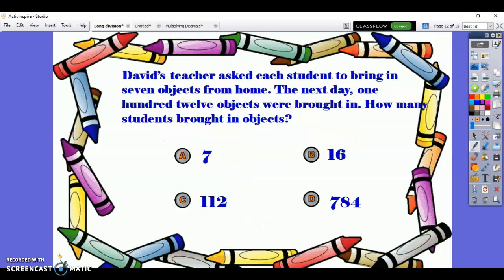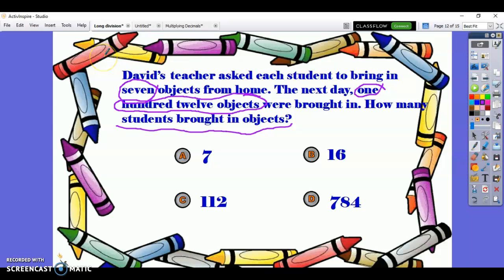Let's move to the next one. Okay, here is the next one. David's teacher asked each student to bring in 7 objects from home. 7 is written in word form. The next day, 112 objects were brought in. Your question asks you, how many students brought in objects? So this is division. You are going to be dividing 112 divided by 7.